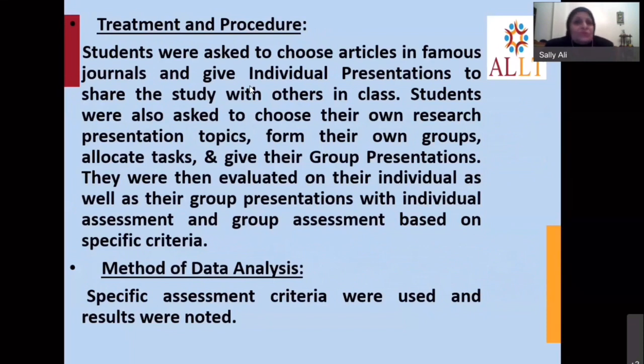Students were asked to choose articles in famous journals and then give individual presentations to share the study with others in the class. They were asked to choose their own research presentation topics. They were asked to form their own groups, and they were evaluated on that. Let's take a look at study number 1, the individual versus the group.